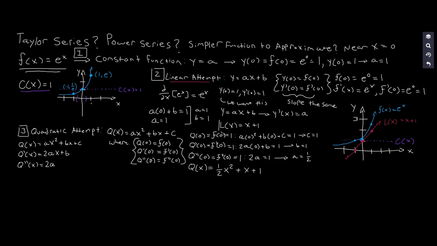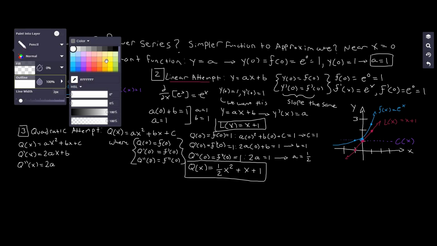So this is the linear attempt. This is the constant attempt. Where are we here? A equals 1. And then we got our cubic attempt. Excuse me, our quadratic attempt. I don't know why I said cubic, because we're gonna do cubic next. Spoiler alert, we're gonna do cubic next.